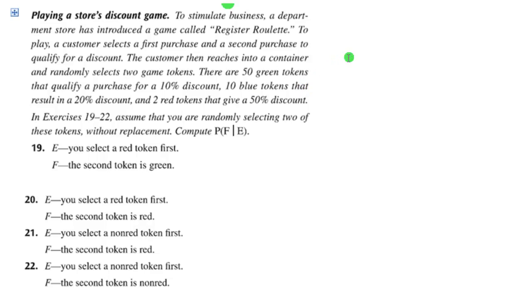What we do need to keep track of is how many of each token are in this jar. You've got a container and all the tokens are in there, and the customer picks out of a jar. There are 50 green tokens, 10 blue, and 2 reds. So in total, in the jar there are 62 tokens to start.